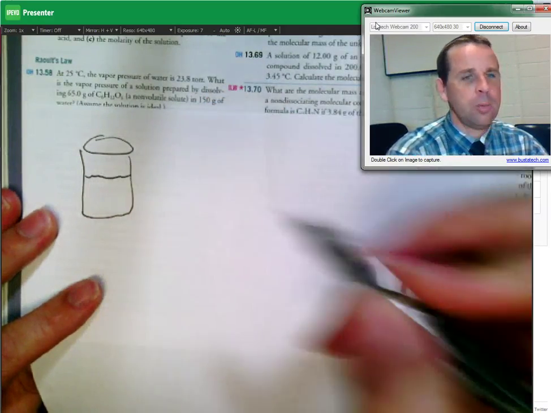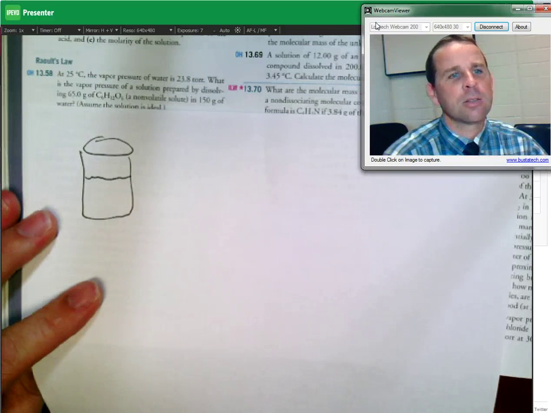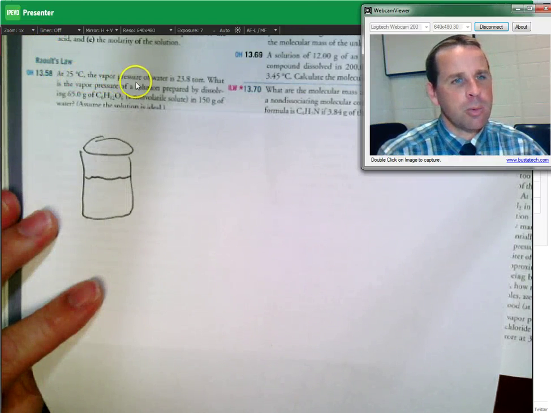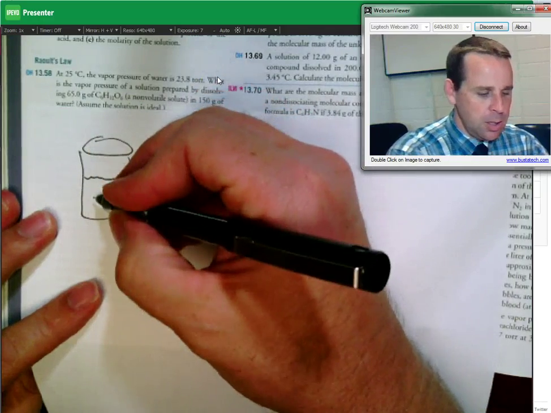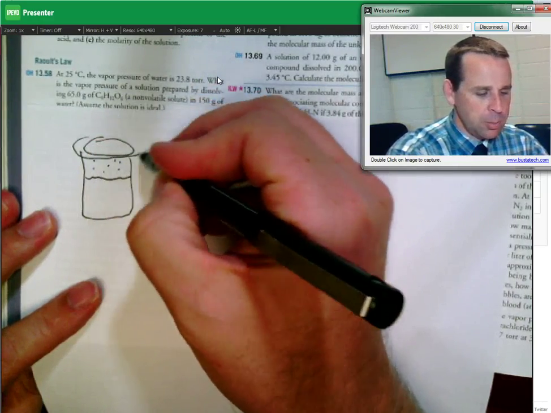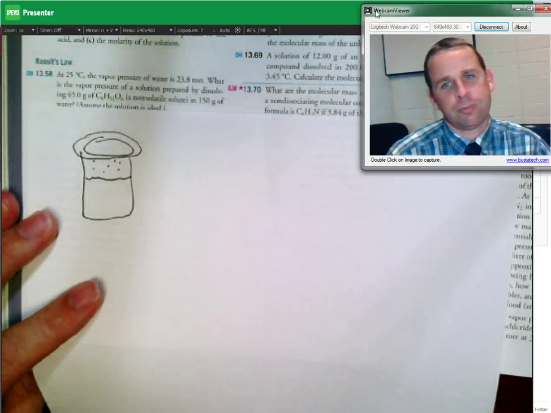If I just have water, apparently at 25 degrees Celsius, the vapor pressure of the water by itself is 23.8 torr. That's what the first part of this sentence says, right? That means that the water molecules above are putting a pressure of 23.8 torr on that lid, trying to push it off.